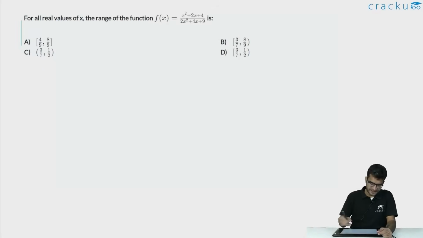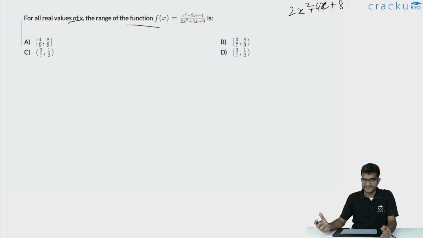In this question, we are asked to calculate the range of the function f of x for all real values of x. If you are looking at the function, the numerator is x square plus 2x plus 4 and the denominator is 2x square plus 4x plus 9. So clearly 2 times the numerator will be equal to 2x square plus 4x plus 8. So the denominator is basically 2 times the numerator plus 1. So to make things easy, let us find the range of the function 1 by f of x.